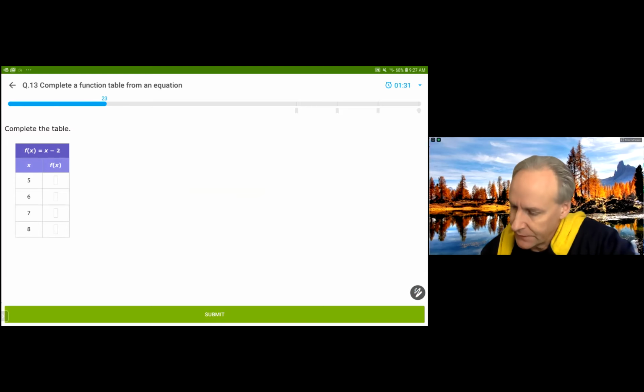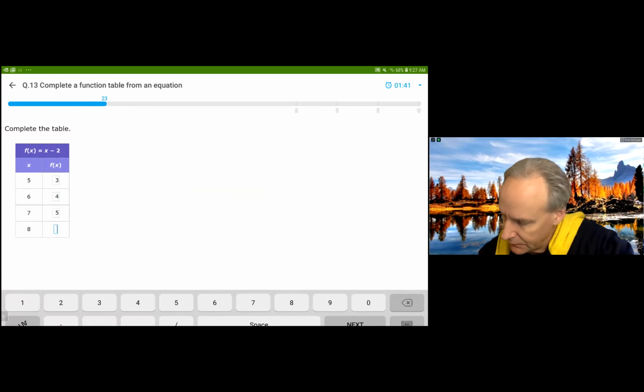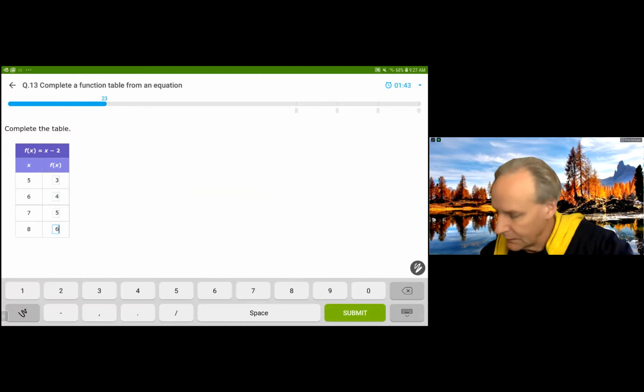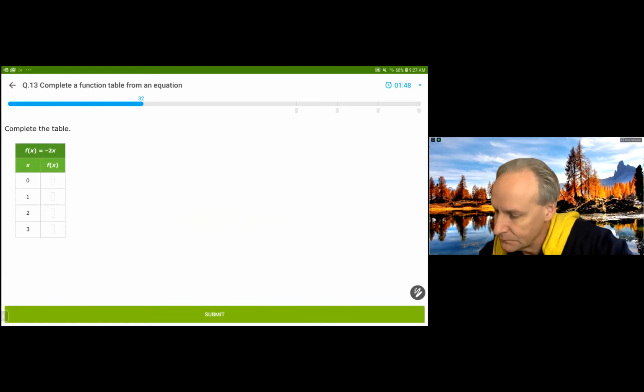In this one, we're going to subtract 2. 5 minus 2 is 3. Come on. 3, and 4, and 5, and 6. Man, easy ones. Let's see if they give us a harder one, though.